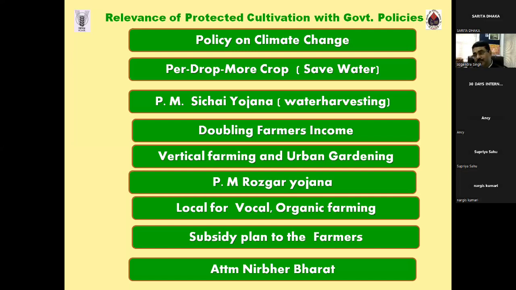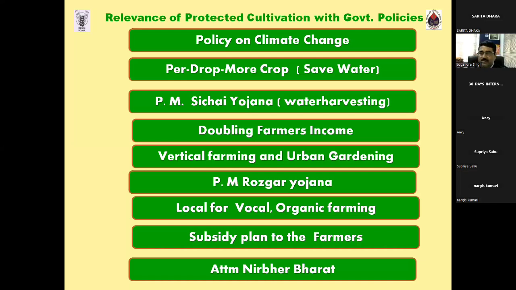Per drop more crop also, drip irrigation system, micro irrigation system, water harvesting already involved in this side. PM Sinchai Yojana, water harvesting will be more requirement, it is already done in this. Doubling farmer income, already 3 to 4 times income we can receive, it happens automatically, there is no problem in this. Vertical farming is already inbuilt in this, every crop we can grow vertically up to roof type. So these are also in the pre-built.